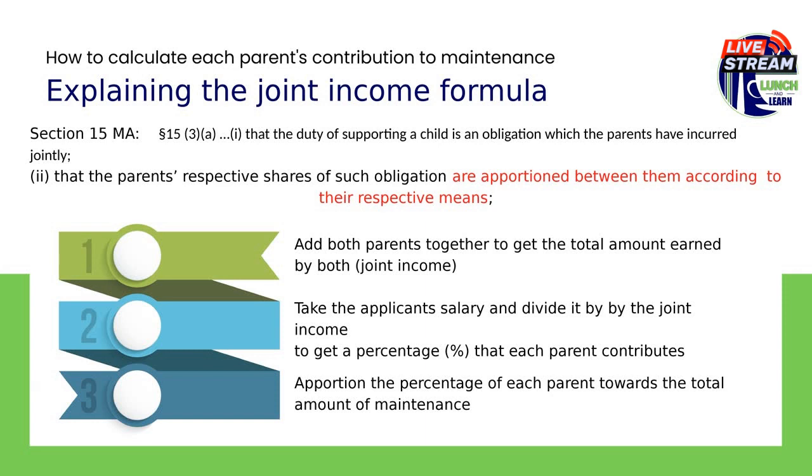Now that might also include shares, it might include dividends that he's entitled to, it might include a 13th cheque, it might include rental income. So anything that is considered means needs to be calculated there. What we do next in step 2 is to take the applicant's salary, that's usually the complainant, the mom, and divide it by the joint income to get a percentage that each parent needs to contribute. So we take the salary, and I'll explain that in a moment with some graphics so that we all understand that.